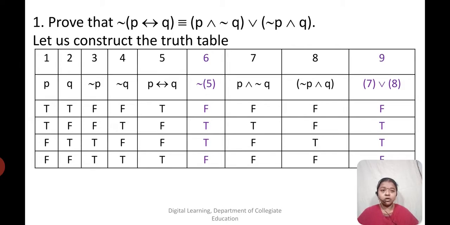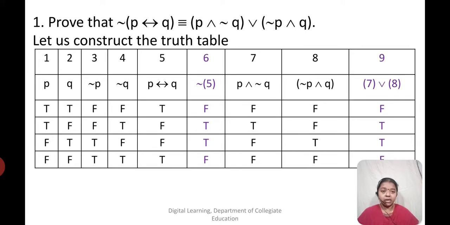So in the 6th column, what we are doing is writing the negation of column 5. The first value is T, so its answer becomes F. Next value is F, it becomes T. Next is F, so its negation is T. And then you have T, its negation is F. So column number 6, I have finished it. I have denoted that in a different color so that it becomes easier for us to compare it in the end.